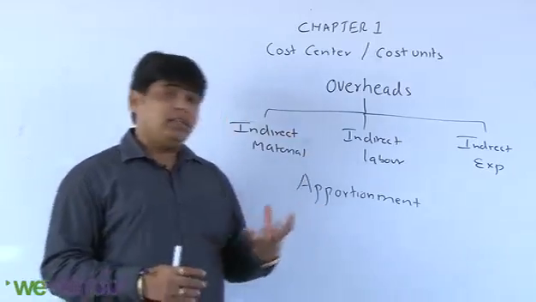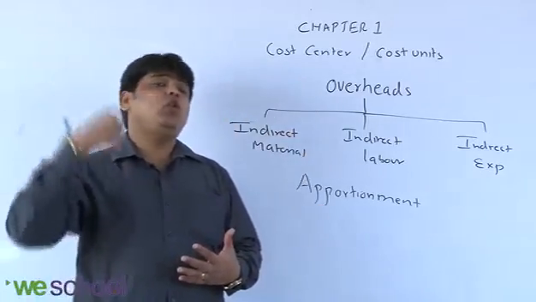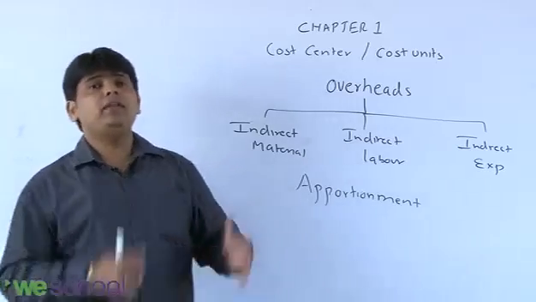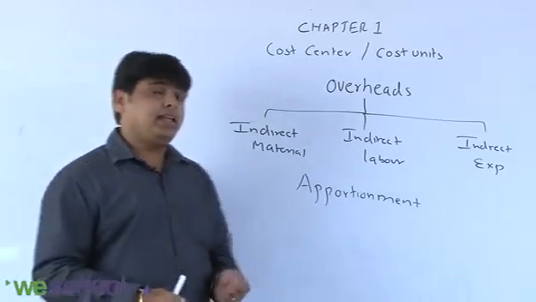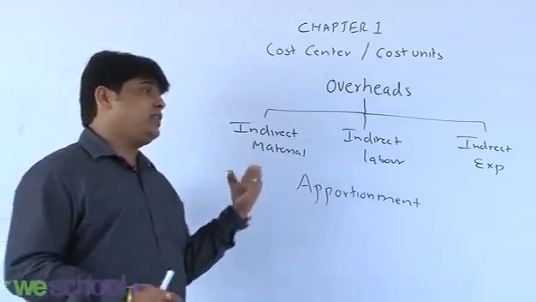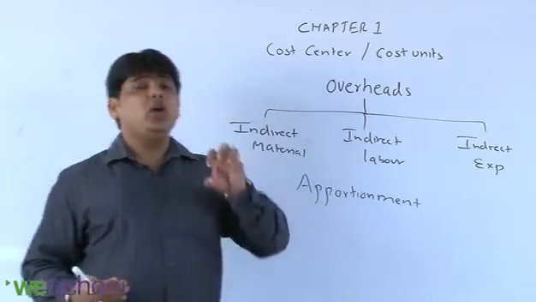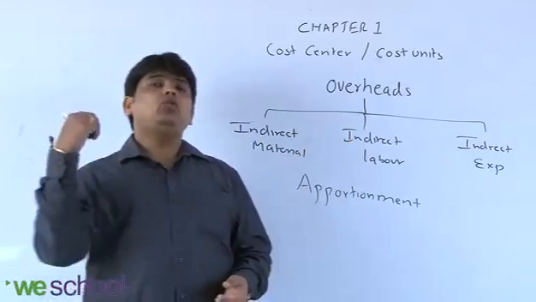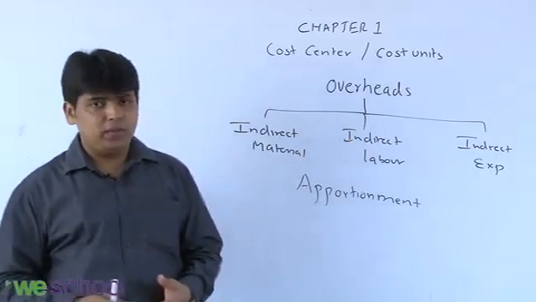Why? Because that rent you have paid is for the whole building, and in that whole building there is a factory department, an office department, and a selling and distribution department. In that case, it needs to be apportioned. Whereas direct expense and indirect expense are allocated either directly to the production department, directly to the admin department, or to the selling and distribution department.